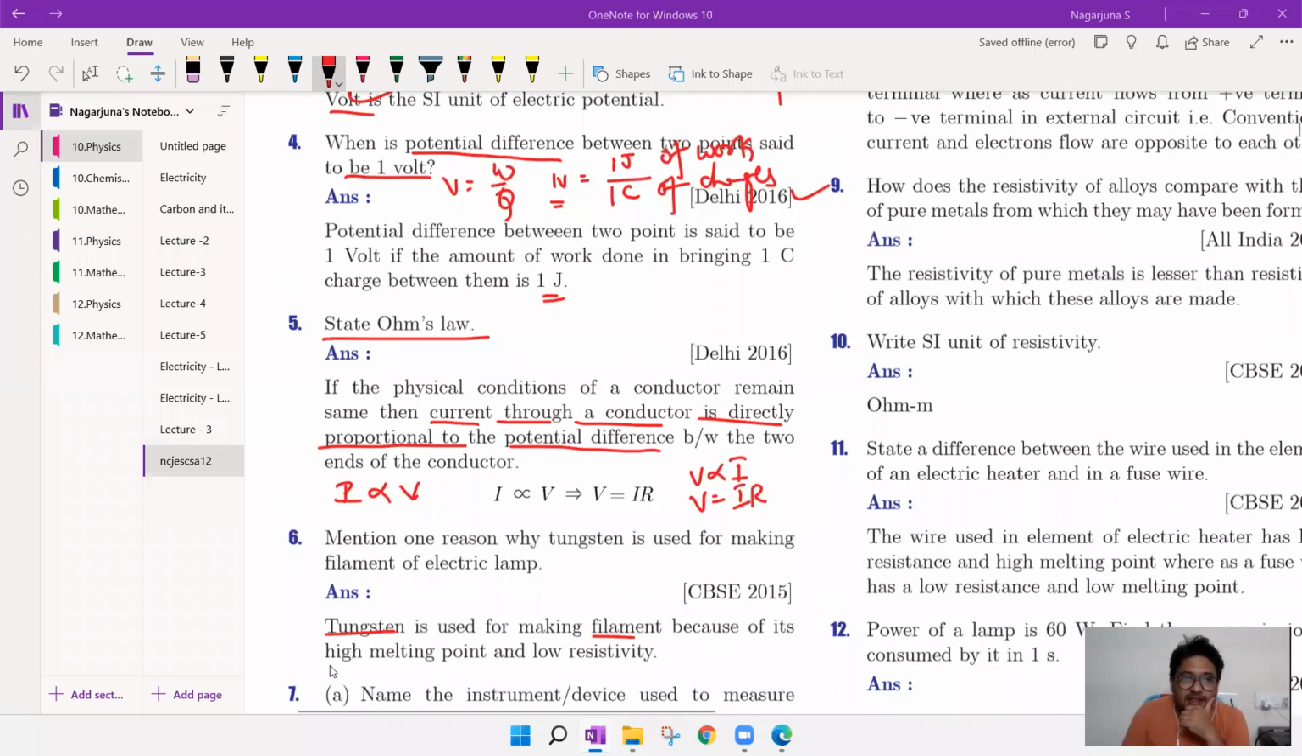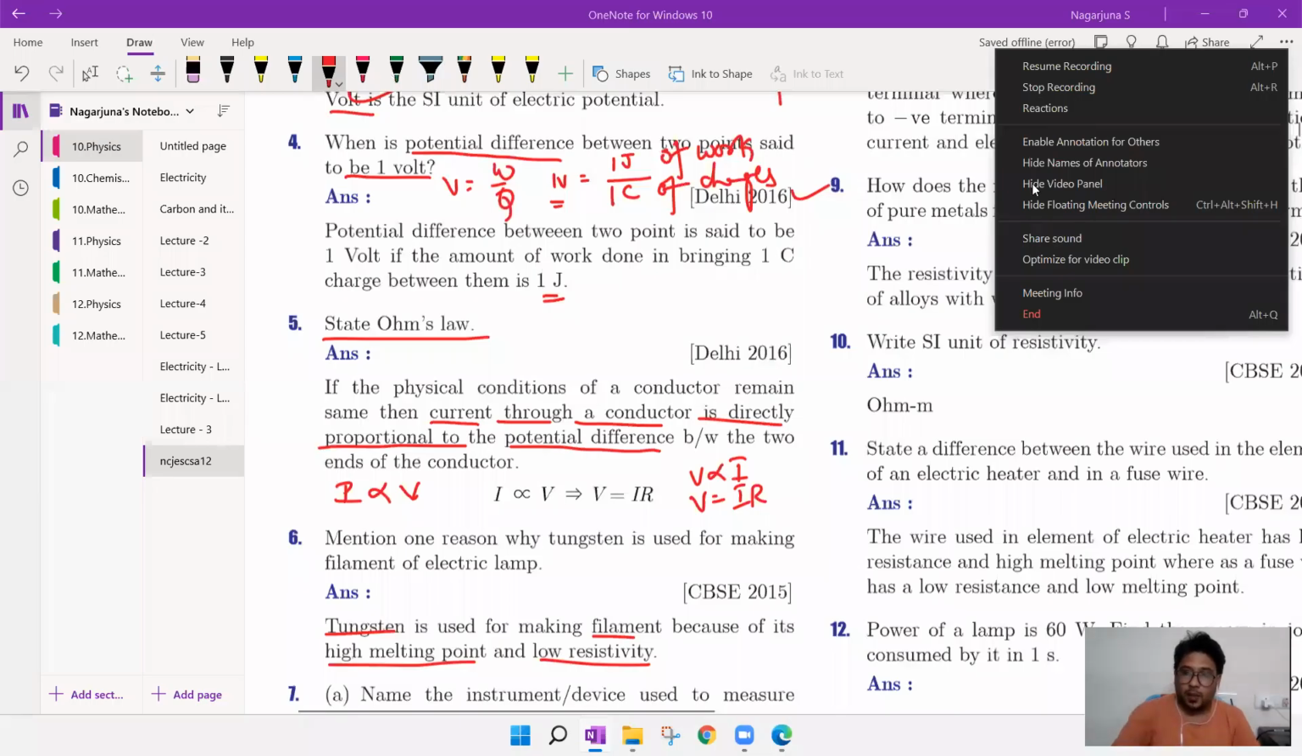Yeah, because of its high melting point as well as low resistivity. It has very least resistance and at the same time a high melting point. So some amount of temperature also will be increased. Though temperature is increasing, it will not melt at a certain temperature. That is why we are using tungsten.